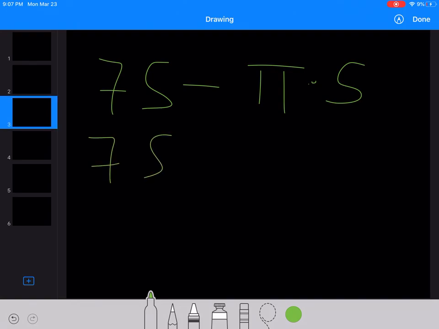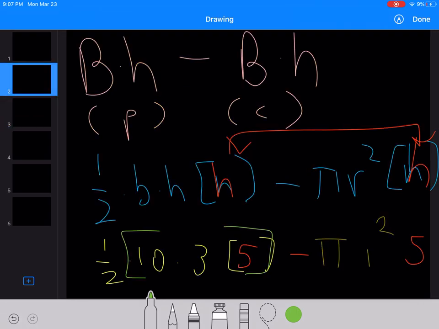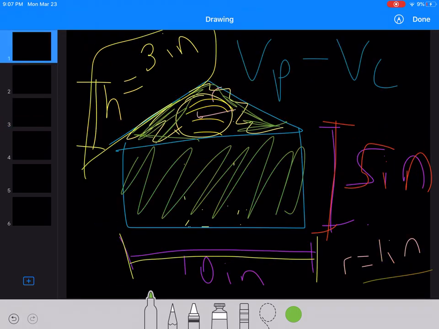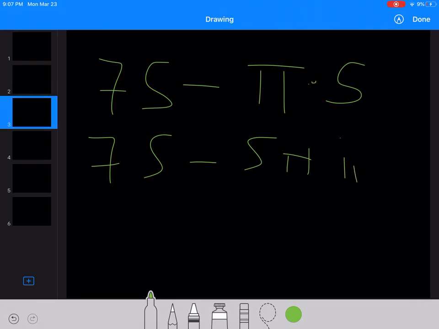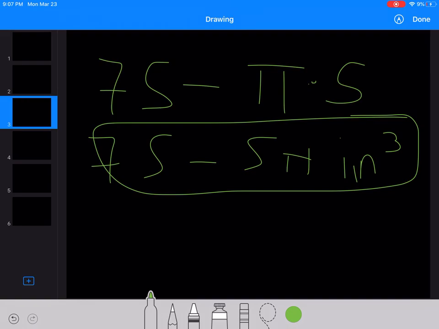So 75 minus 5 pi, and the units were inches cubed. That is an acceptable answer here, so we can take that. And if we did a decimal, well, pi is 3.14, but approximately 5 times 3, about 15, so it's approximately 60 cubic inches if we do a decimal on that.